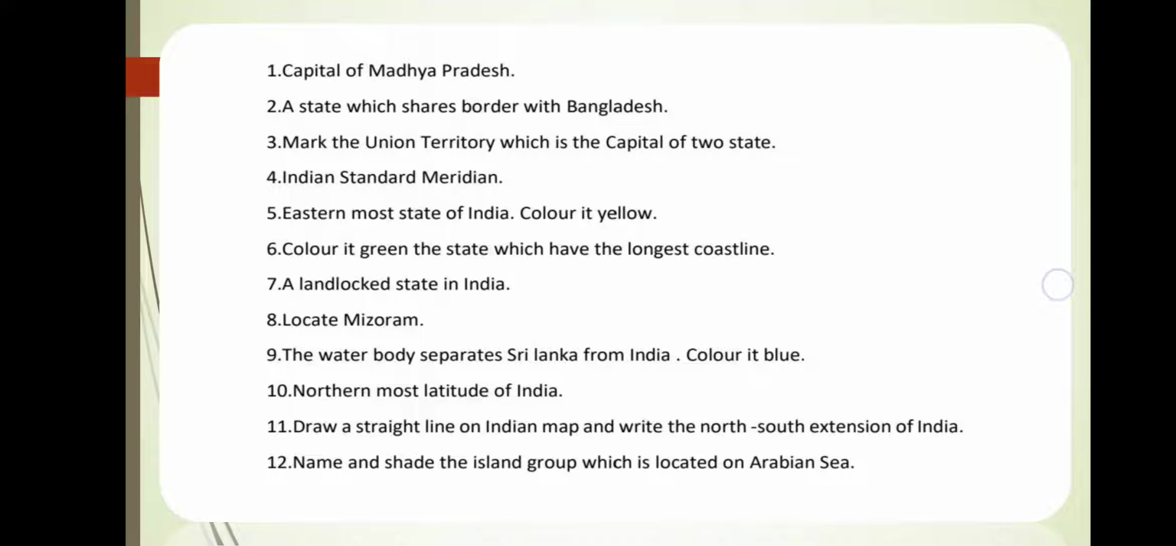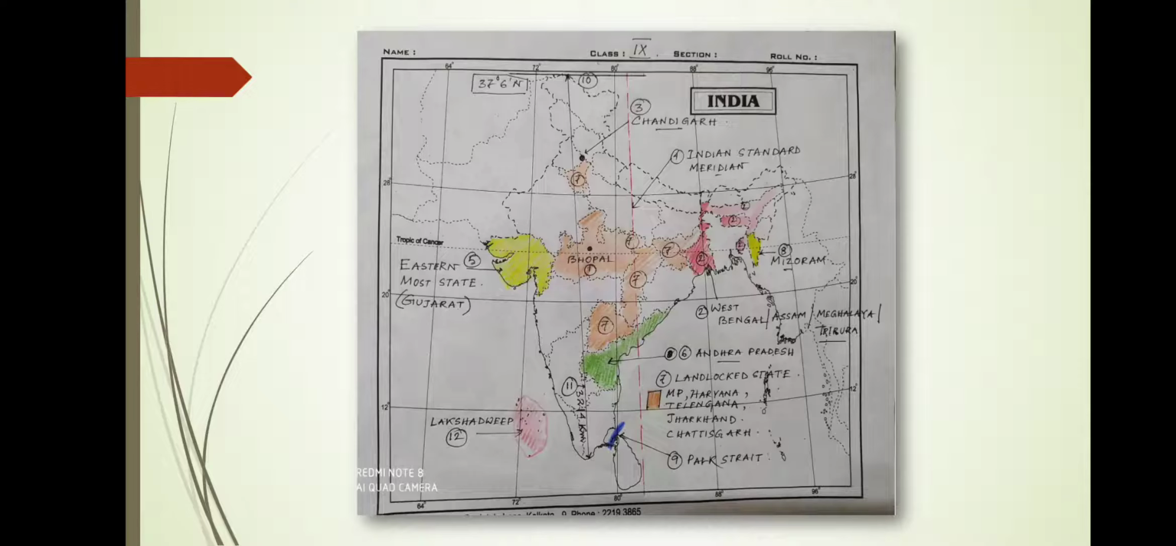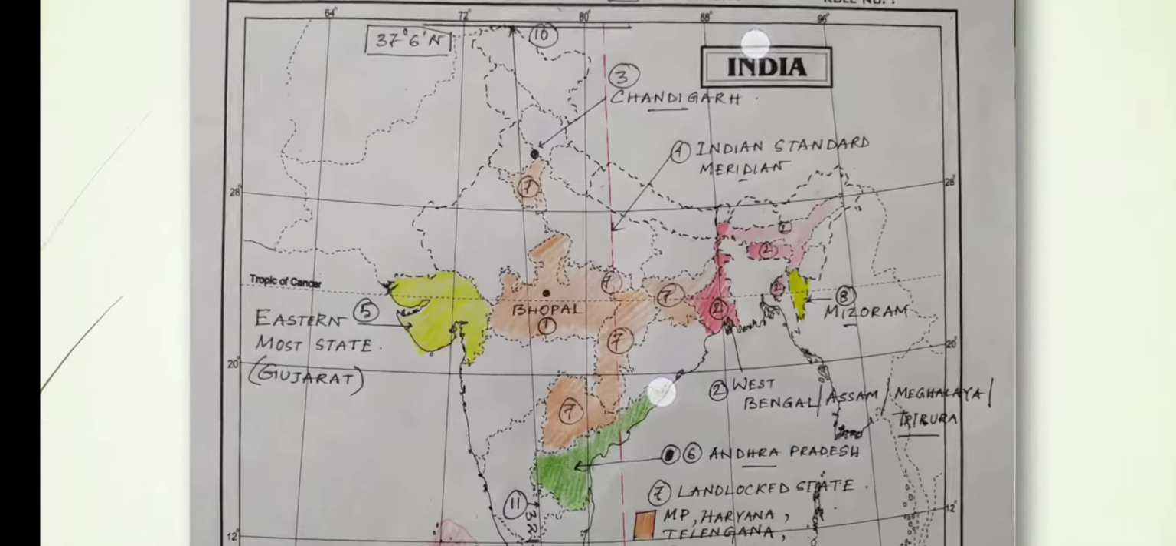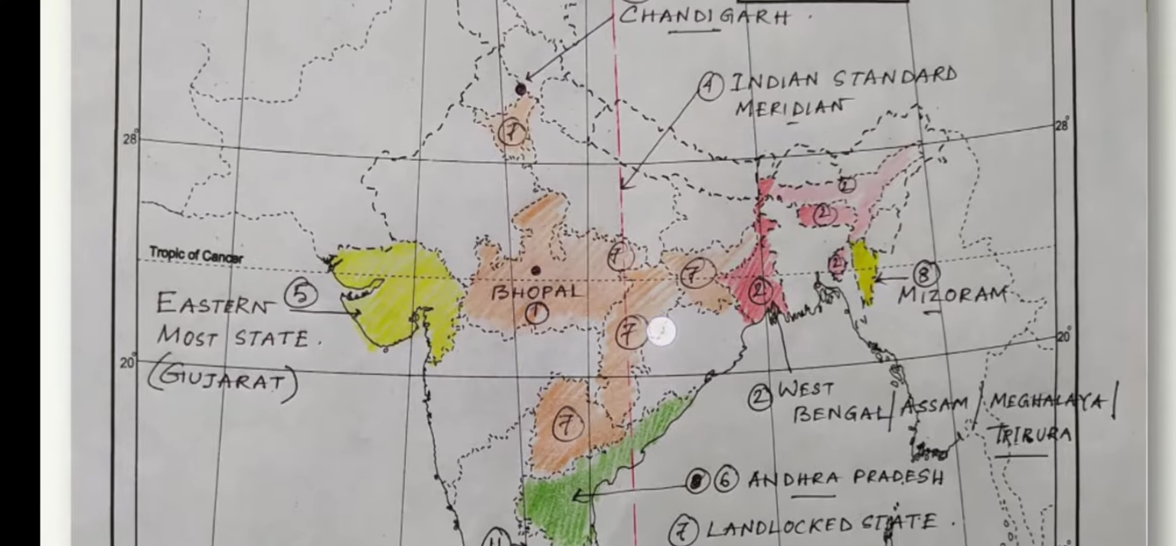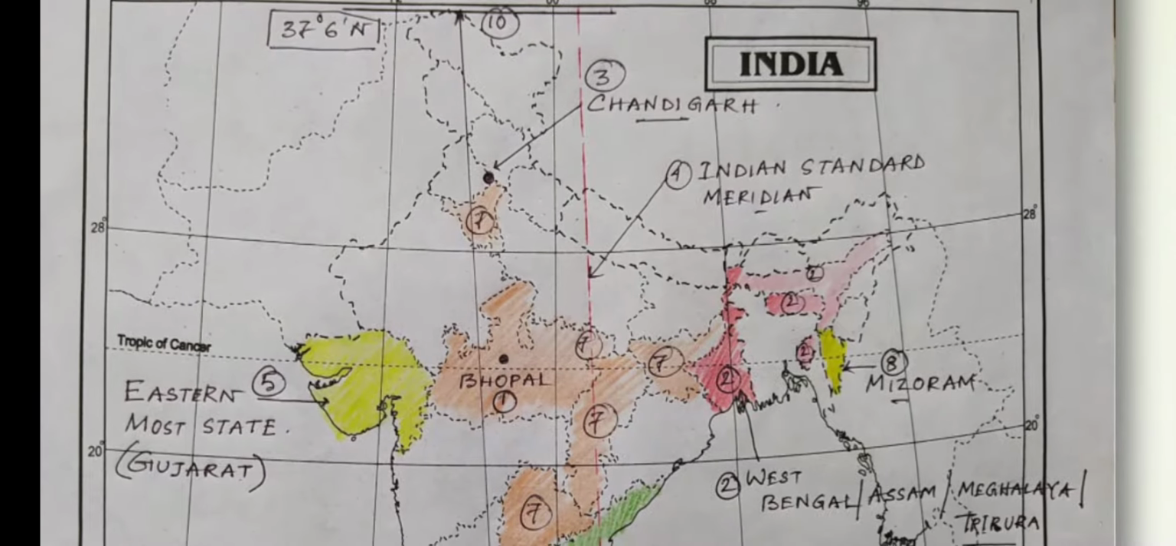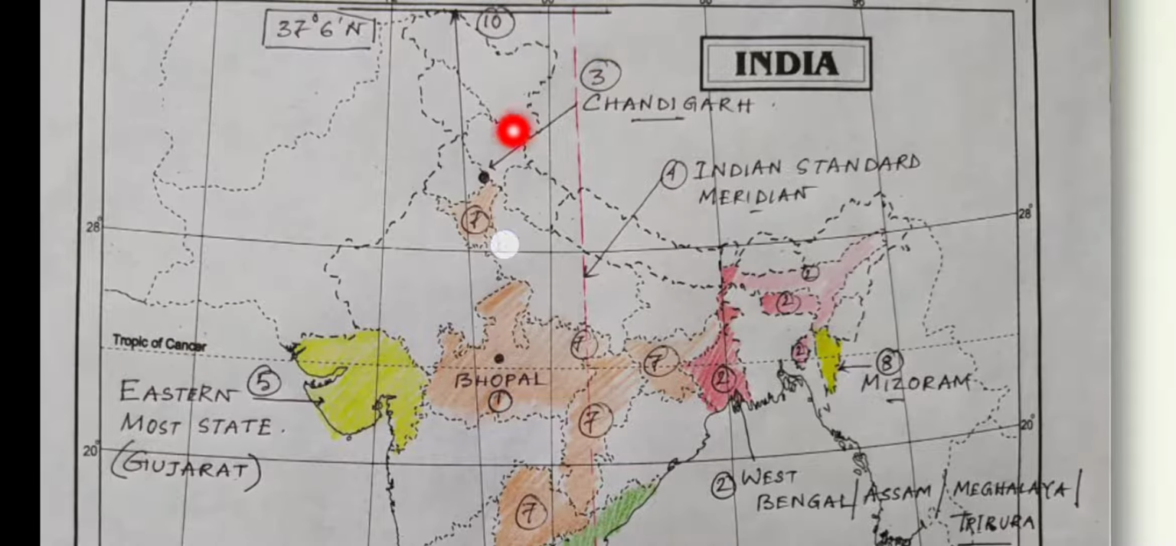Next, the third question. Mark the union territory which is the capital of 2 states. Which union territory is the capital of 2 states? On the screen you can see it is Chandigarh. Chandigarh is the capital of Punjab and Haryana. So number 3 is marked Chandigarh. It is the capital of 2 states. Here Chandigarh is located between the border of Punjab and Haryana. So this is the answer of number 3.